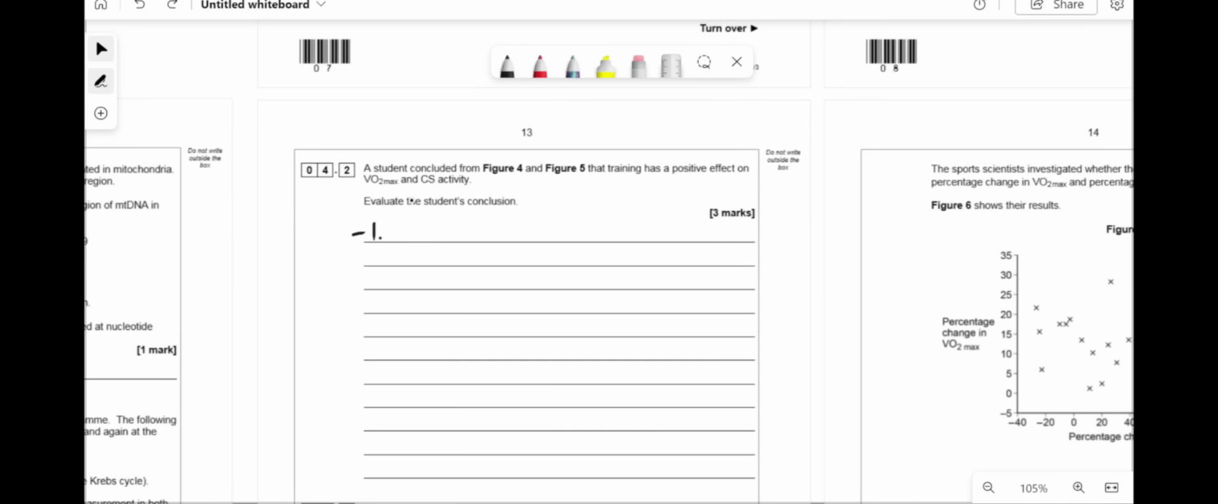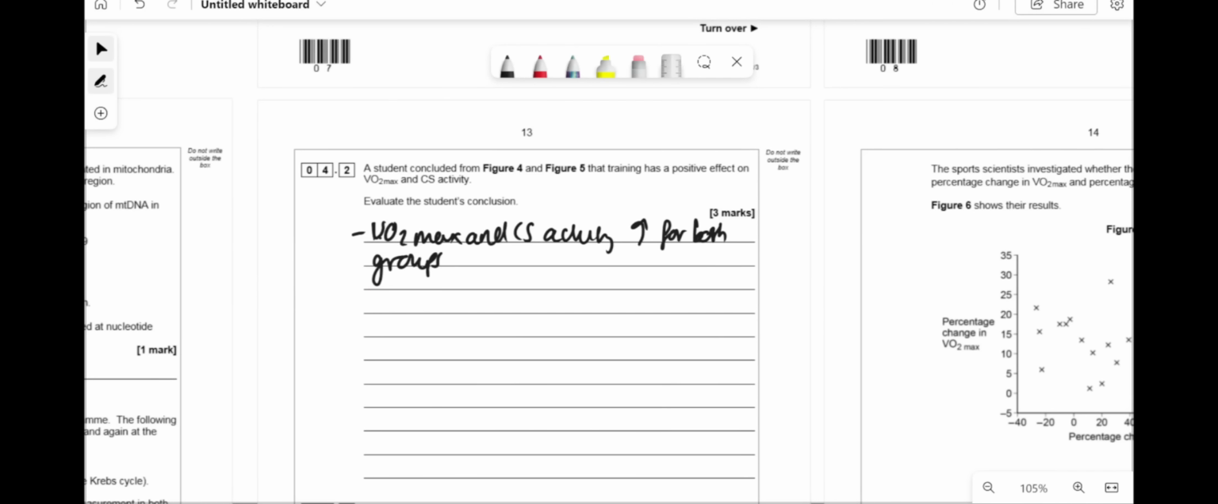So all they're saying is that doing training has a positive effect on VO2 max and CS activity, not exercise as a whole, just these two factors. And to be fair, the results show that. So first of all is that VO2 max and CS activity increased following training, for both groups. So that supports what they said.